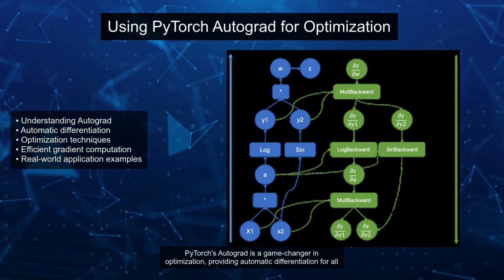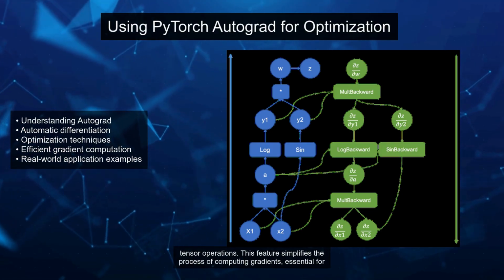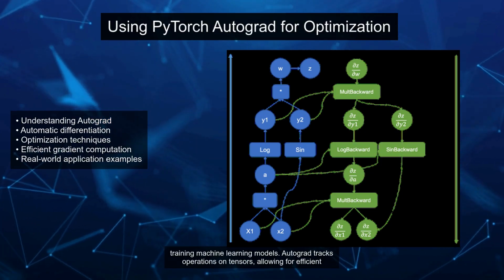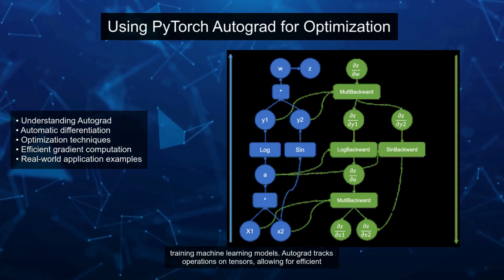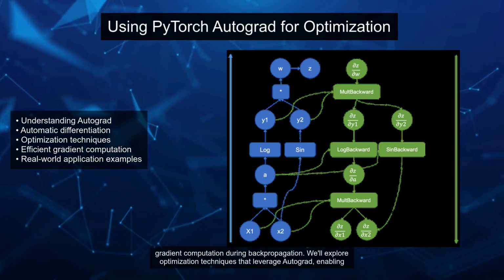PyTorch's Autograd is a game changer in optimization, providing automatic differentiation for all tensor operations. This feature simplifies the process of computing gradients, essential for training machine learning models. Autograd tracks operations on tensors, allowing for efficient gradient computation during backpropagation.